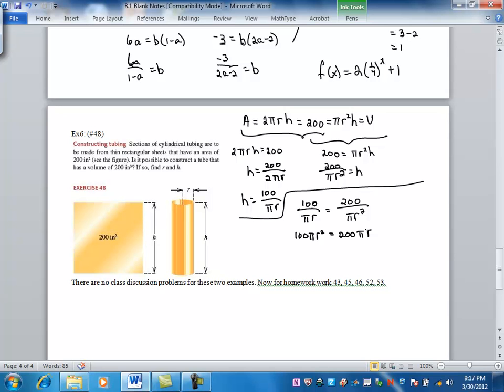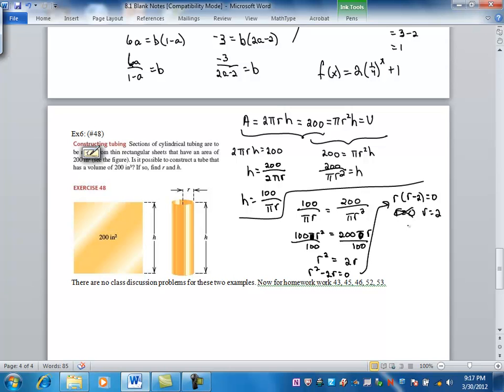Okay. And now we can work on solving for the radius. Of course, the pi's, we can divide those out. We can divide both sides by 100. And so r squared equals 2r, and r squared minus 2r equals 0. We know that r times r minus 2 equals 0. R equals 0. R equals 2.